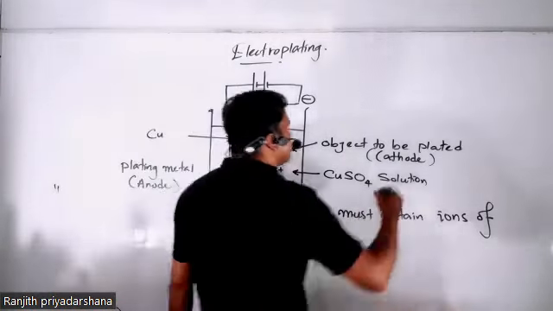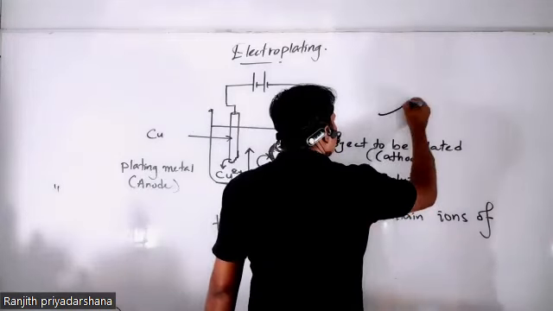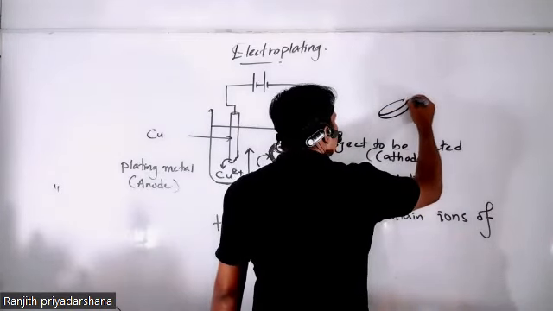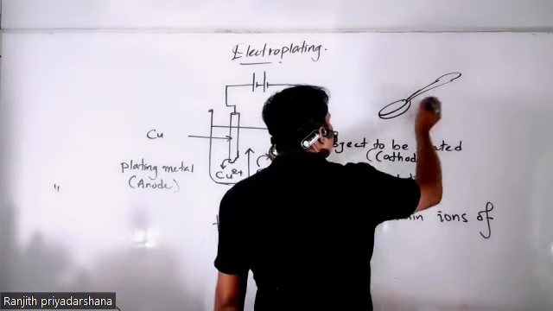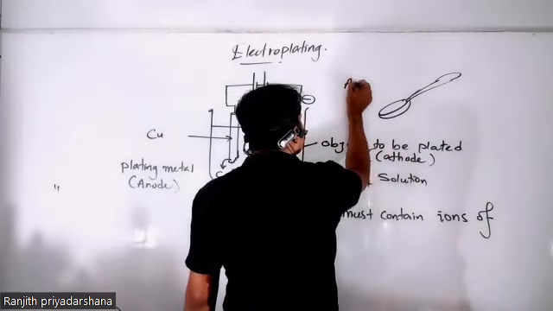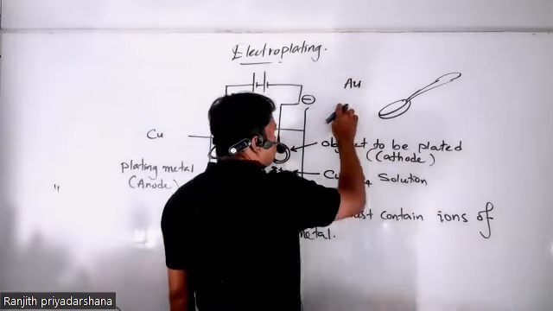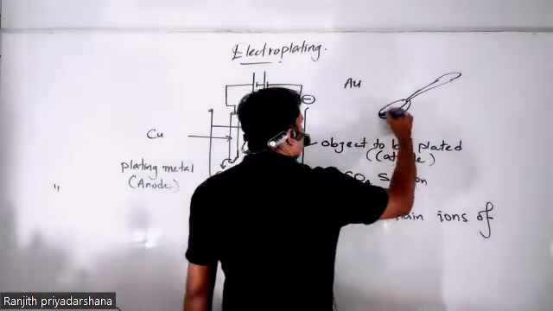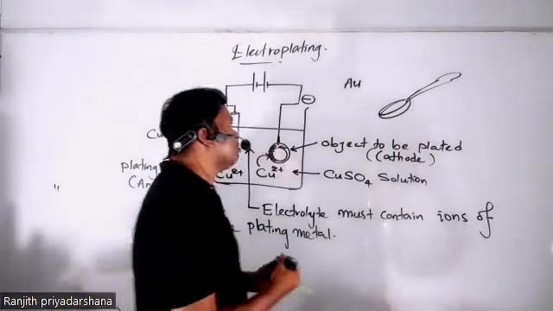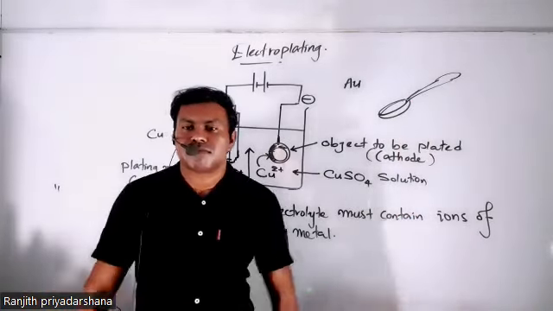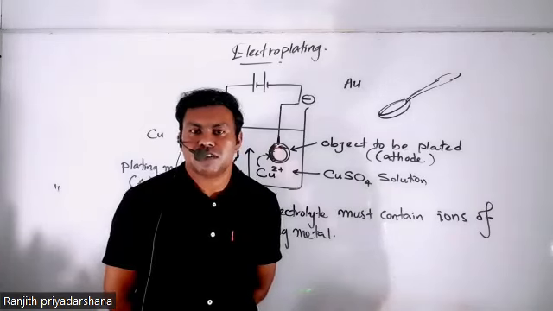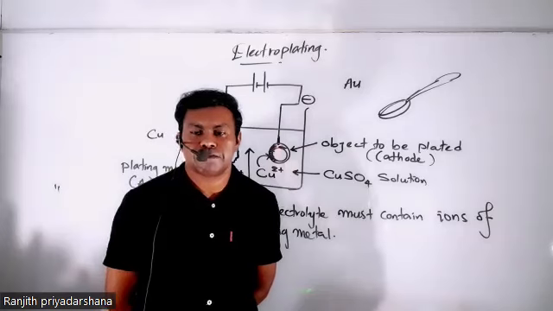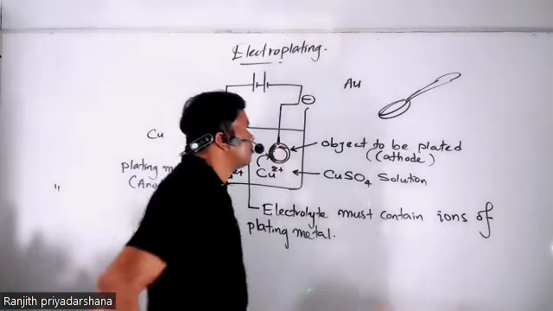Let's take an example. You want to plate gold, aurum Au, on this copper spoon. So where to connect this spoon? Anode or cathode? Cathode. That's cathode, right?